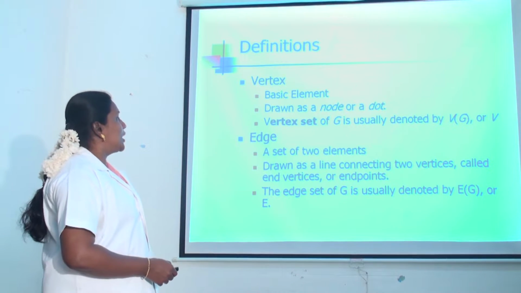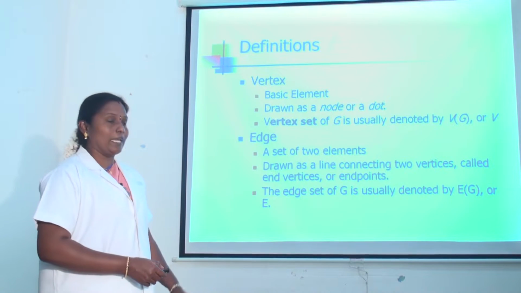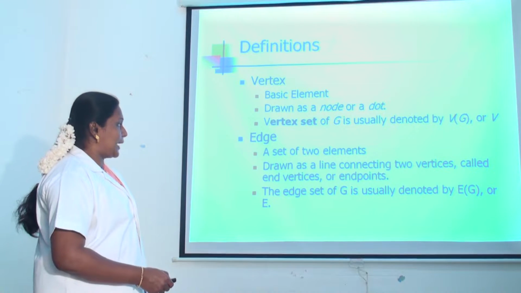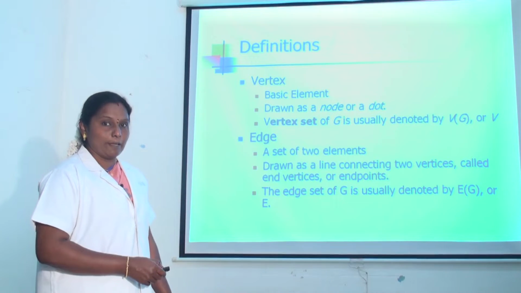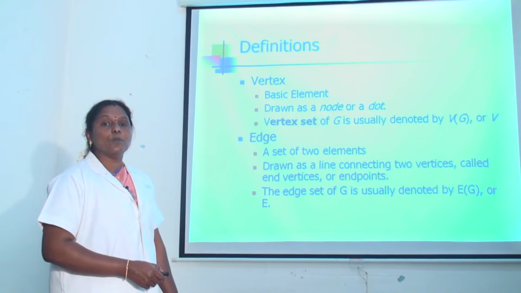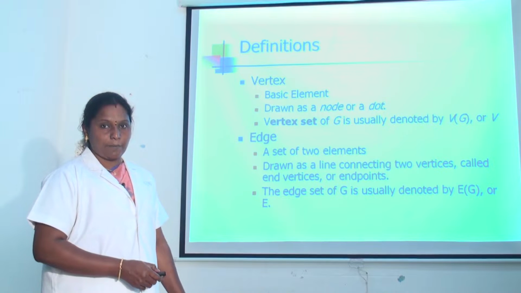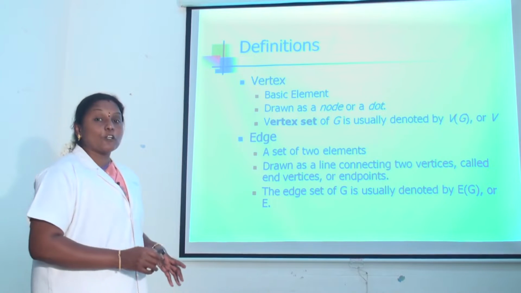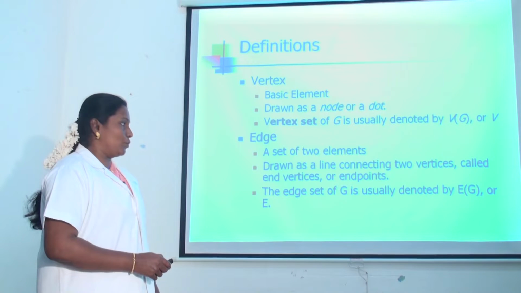Okay, and then edge. An edge is a set of two elements, drawn as a line connecting two vertices, called end vertices or end points. Okay, it is an edge. The edge set of G is usually denoted by E of G or simply E. E is a set of two elements, drawn as a line connecting two vertices.